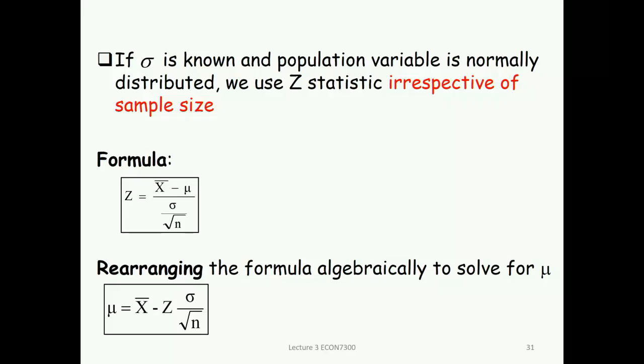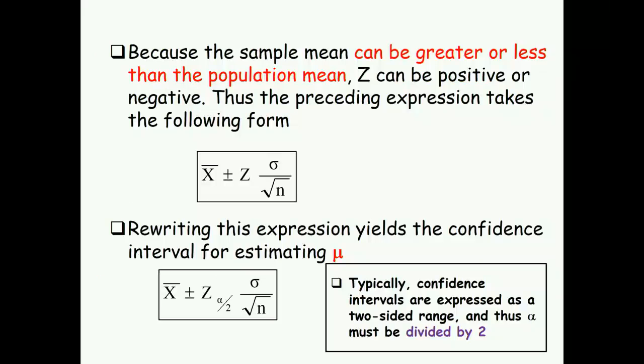But conceptually, we know that the sample mean could sometimes be higher than the population mean, sometimes lower than the population mean, isn't it? Let's say the population mean age is 25. If I take a sample, it could be 26. If I take a sample, it could be 23. So it could be plus or minus. Then I put plus or minus. So this is how the confidence interval works.